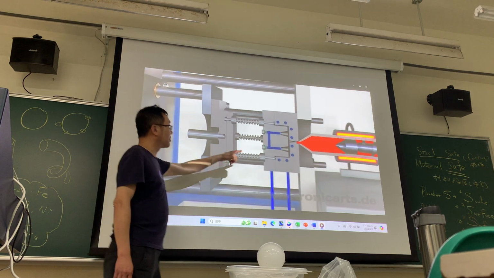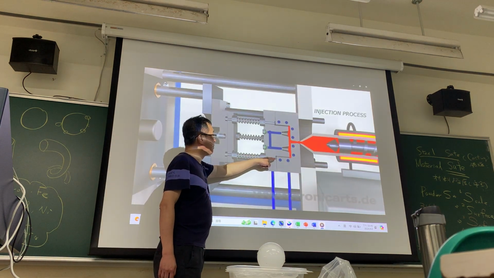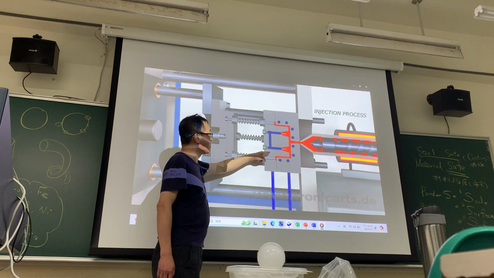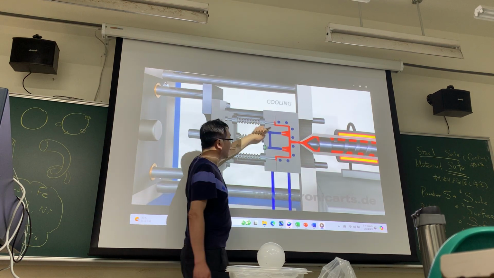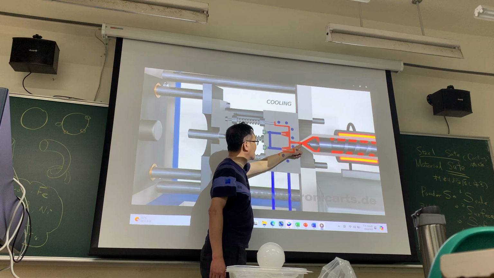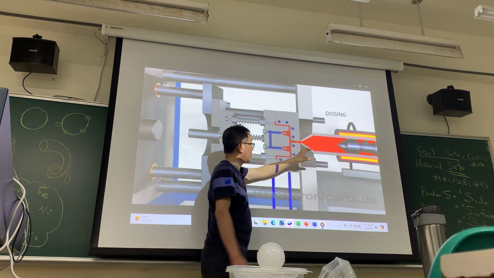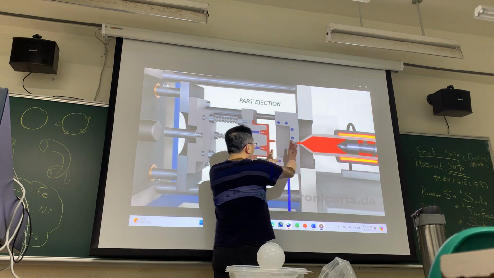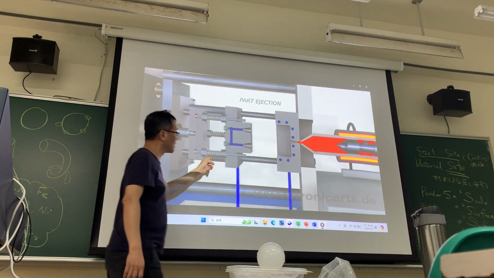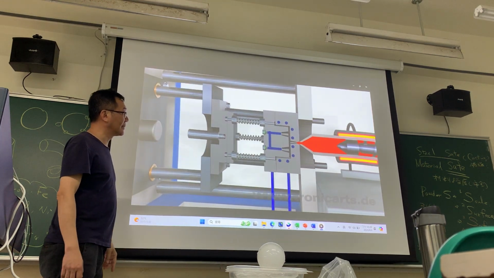Okay, the material will freeze up. This is hot, then we cool it down to solid. Here is hot, so we keep it in here. The material goes in here, we keep the pressure, and then we remove it here. Ejecting.